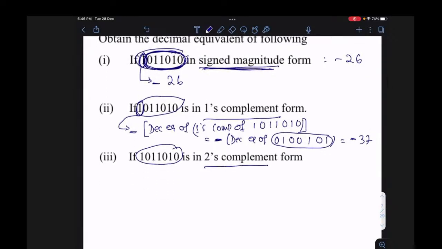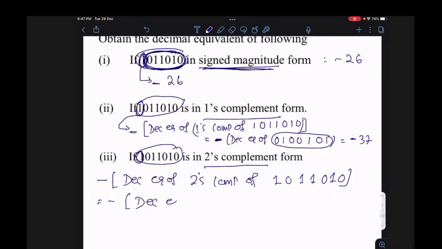And in the same way, the method is similar for 2's complement. Again the MSB is 1, so I'm putting a negative sign. Then the method is the decimal equivalent of the 2's complement of the overall number, which is 1, 0, 1, 1, 0, 1, 0. If you find the 2's complement, it is 0, 1, 1, 0, 0, 1, 0. You find the decimal equivalent of these numbers, and it comes to 38. So the answer is minus 38.